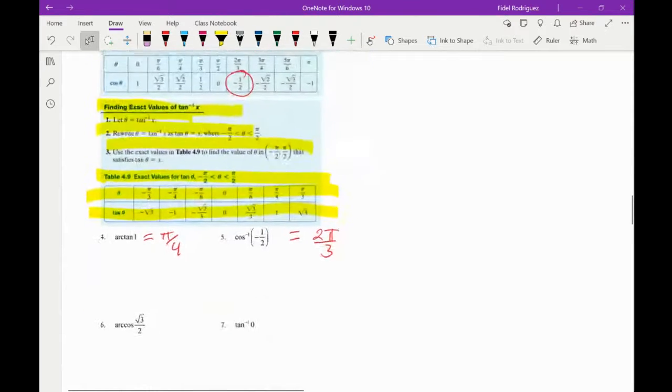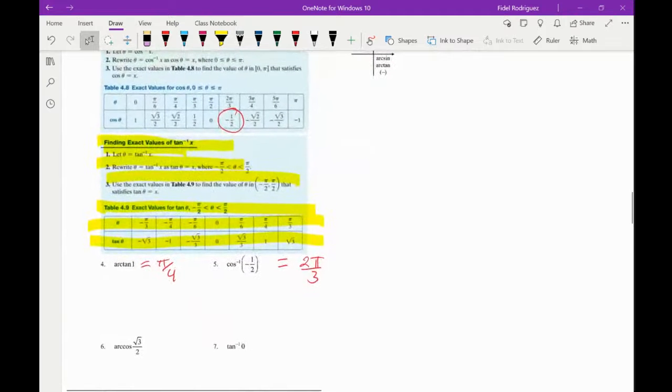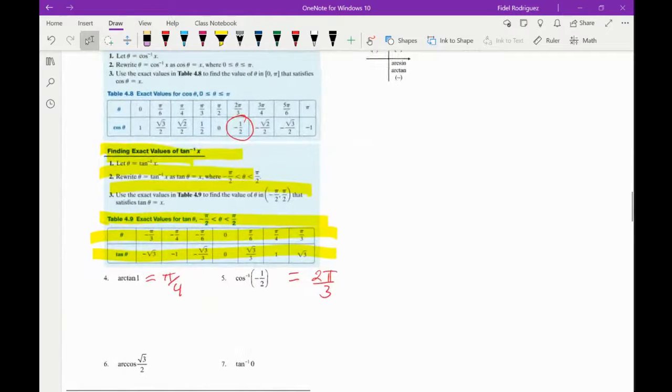And we got a couple more. Let me see if I can zoom out just a little bit so you guys can see a little bit better. I know it's a little crowded.